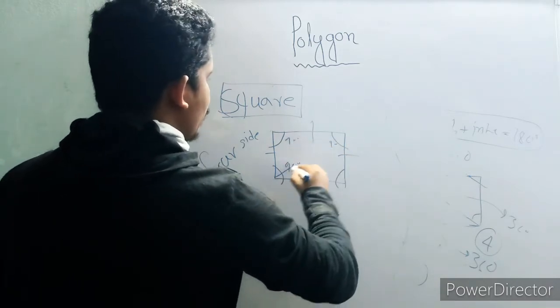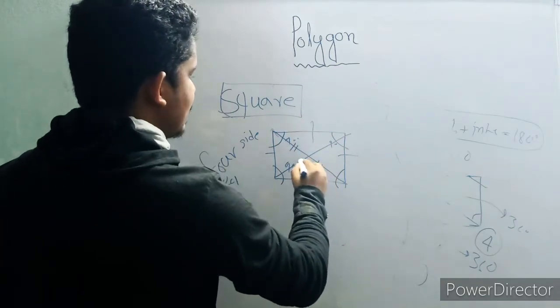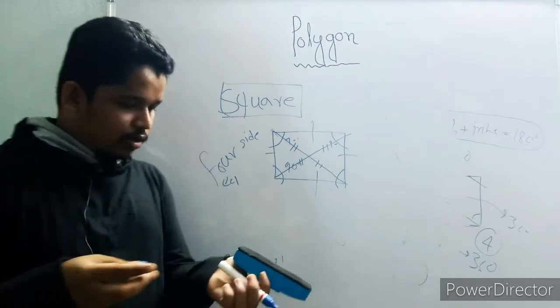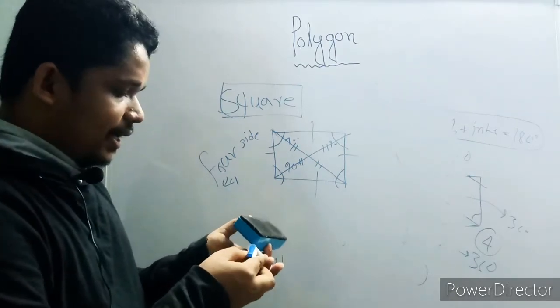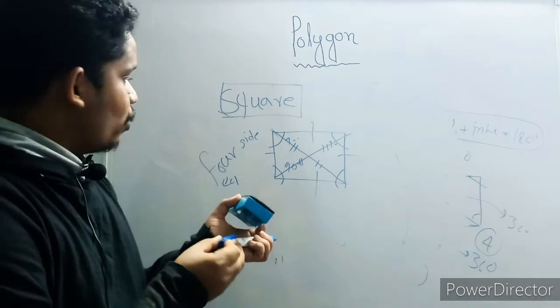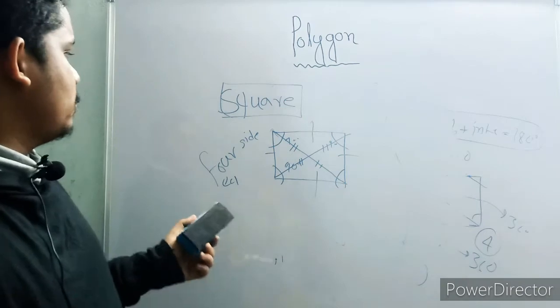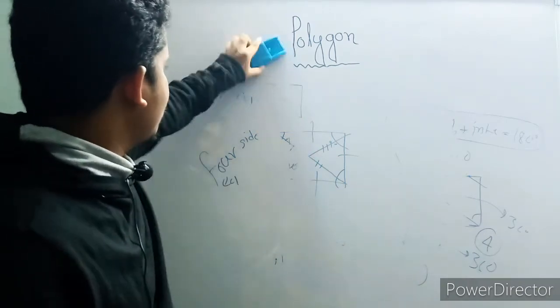And if you take the two diagonals, they are bisecting each other. So I hope you understand the property of a square. For a square, every interior angle is 90 degrees, every side is equal, and the diagonals bisect each other. I don't think I have to write down all those things. So let's go for the rectangle.